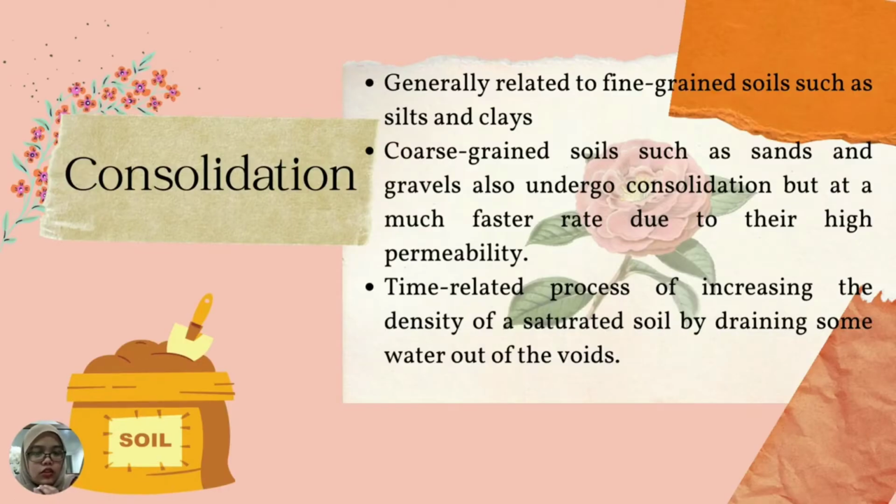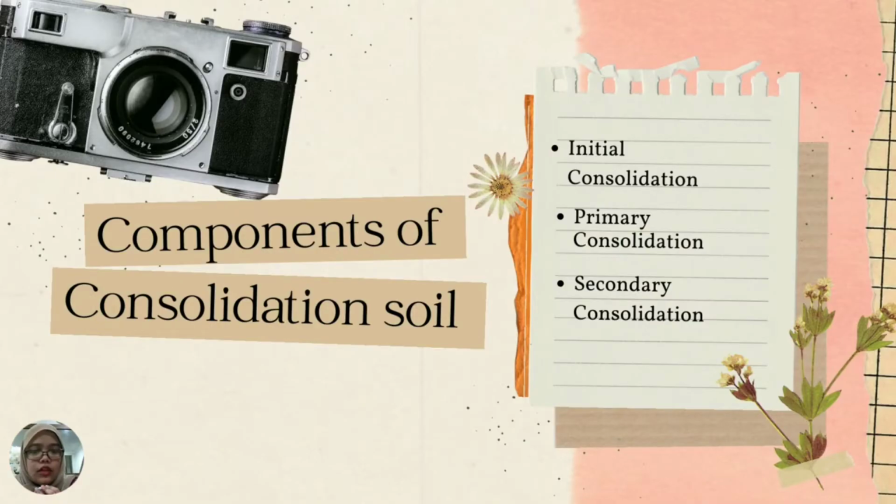Next, consolidation is generally related to fine-grained soil such as silt and clay. Coarse-grained soil such as sand and gravel also undergo consolidation, but at a much faster rate due to their high permeability. Consolidation is a time-related process of increasing the density of a saturated soil by draining some of the water out of the void. For consolidation, there are three components, which are initial consolidation, primary consolidation, and secondary consolidation. And each component has its own characteristic.